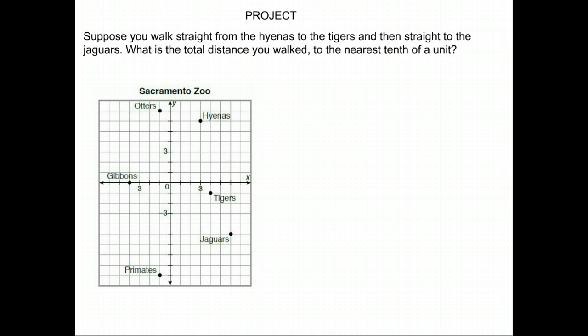Okay, so you can see that if you're going from hyenas clear down to primates, you're going a long ways. Hyenas and otters look pretty close. Tigers and jaguars look fairly close, but yeah, I think you're right. The shortest distance would be between the hyenas and the otters. That's the first question they ask, which is the closest together.